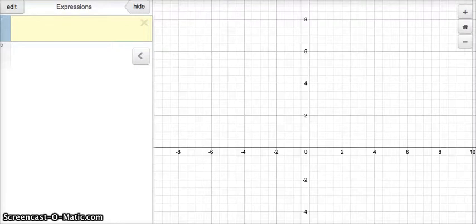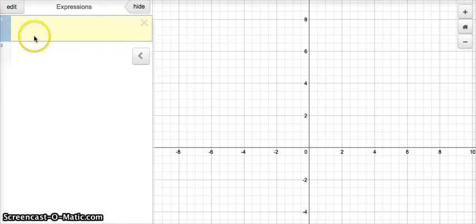Hello, quadratic graphers. Let's explore what it means to graph a quadratic equation and all the different interesting parts of those graphs and the equation and how they relate. So first, let's remember what it means to be a quadratic equation. It means that the highest power of x, in this case, is going to be a power of 2.